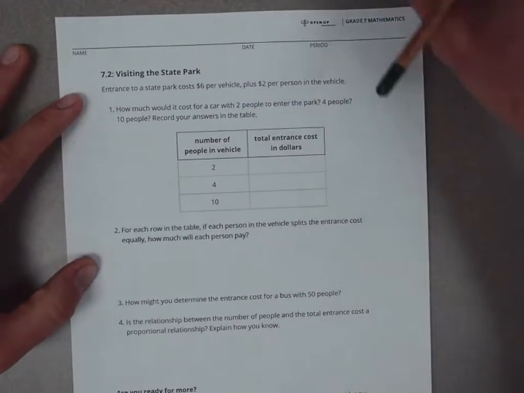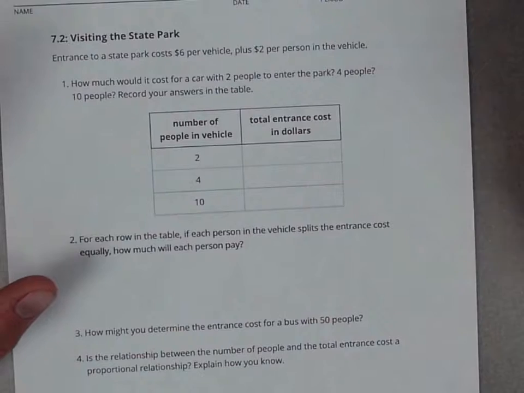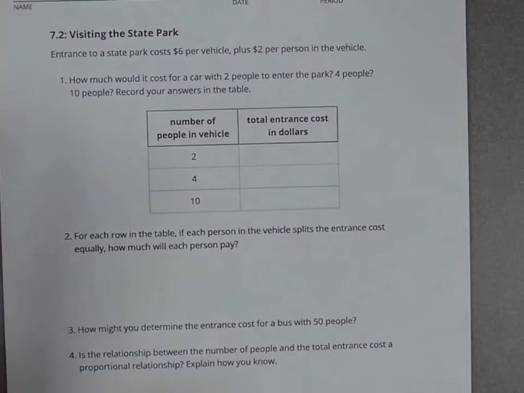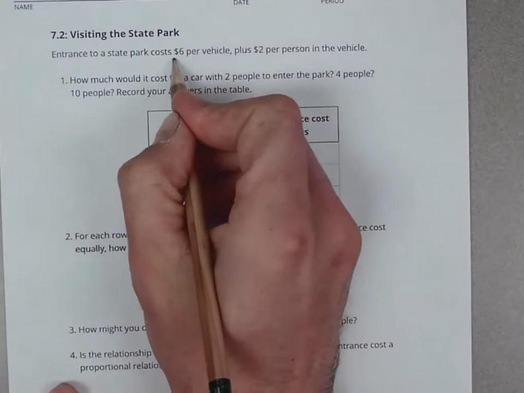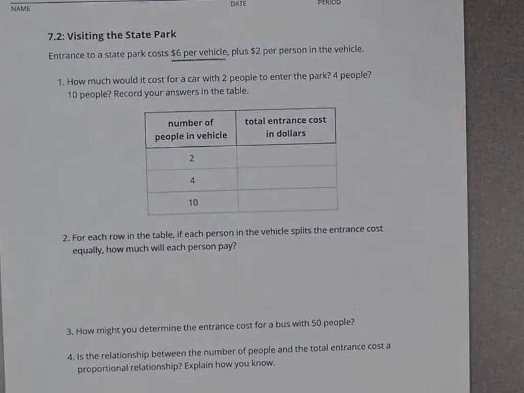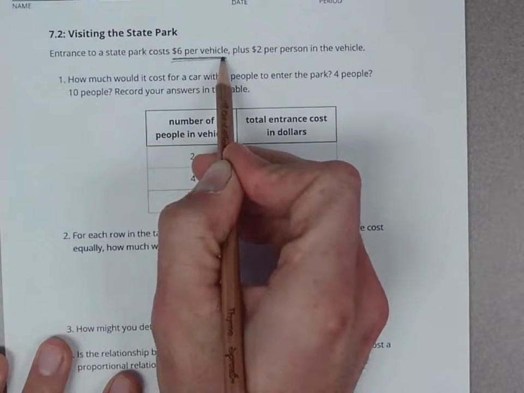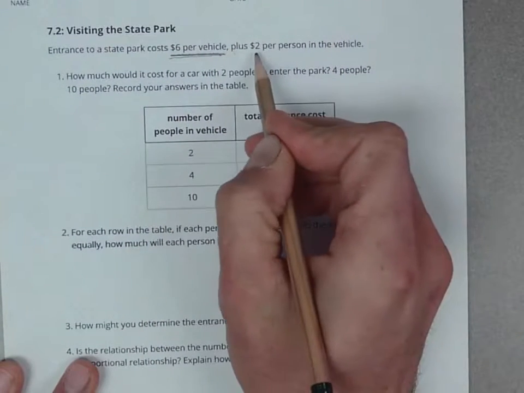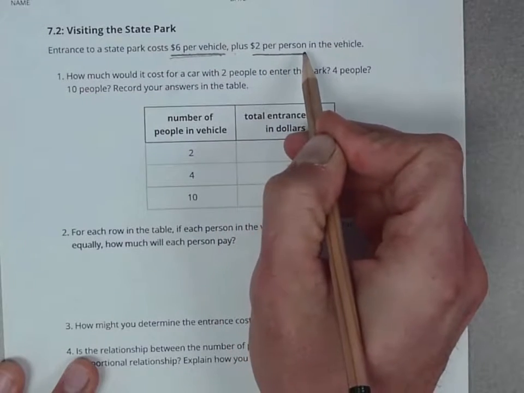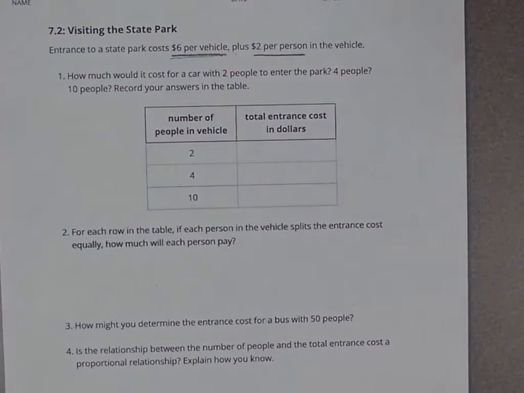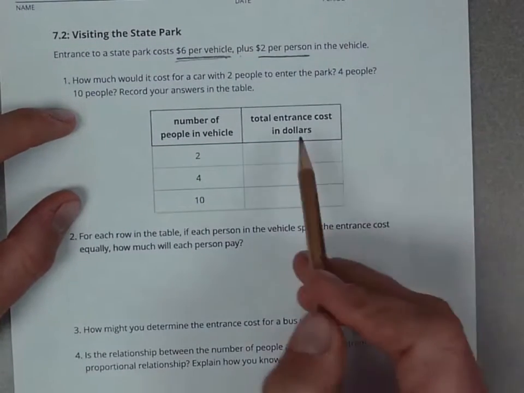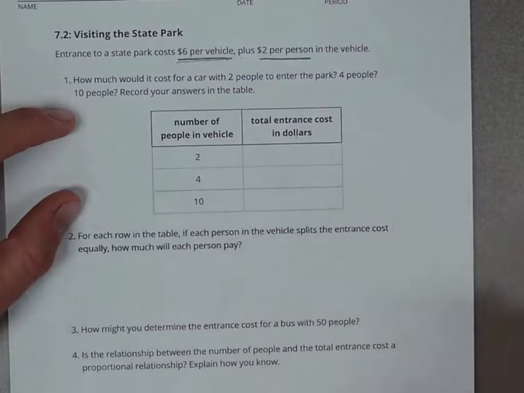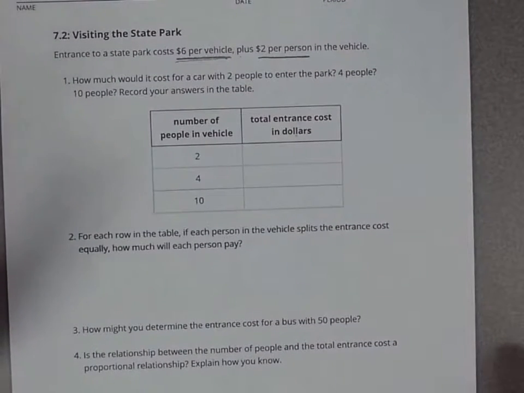So this next question tells us that when we're visiting a state park, the entrance fee costs $6 per vehicle. So it doesn't matter what kind of vehicle goes in. It could be a bus, a motorcycle, a car, a truck. They charge a minimum of $6 per vehicle, plus $2 per person in the vehicle. They set up a table for us to determine the total entrance cost in dollars for various numbers of people, all in the same vehicle.